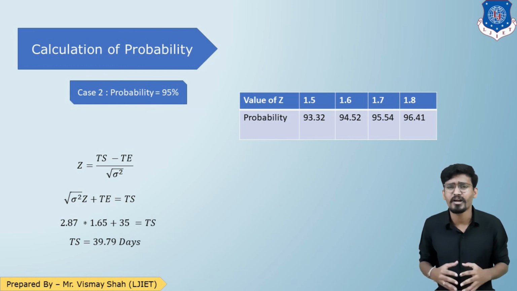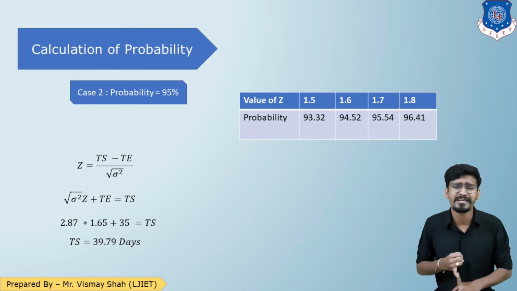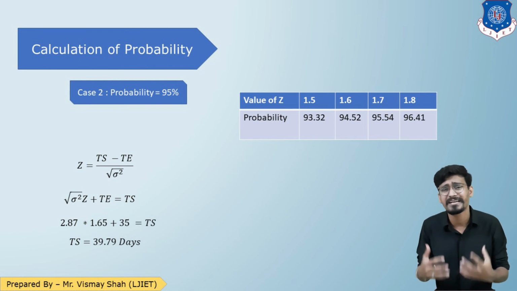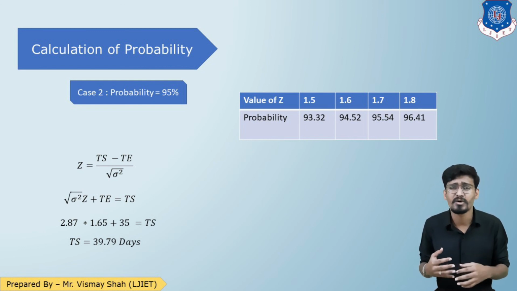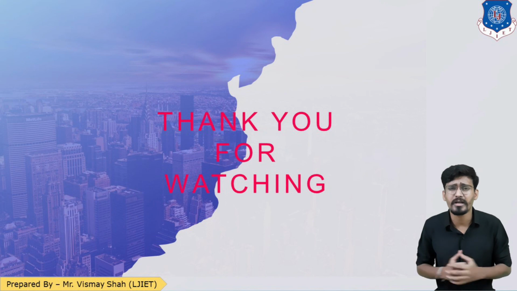So that is the end of numerical number 3. I hope we are clear about it. We have seen all the types of numericals. What if there are multiple critical paths? What if timing is given and probability is asked? What if probability is given and time is asked? Also, we can regularly find the total duration and critical path of the network. So that was all about today's session.